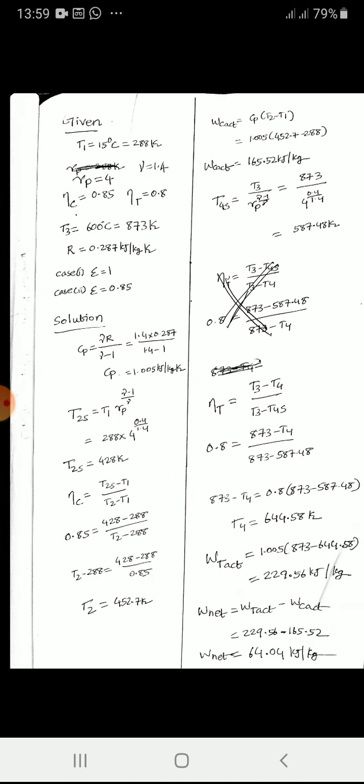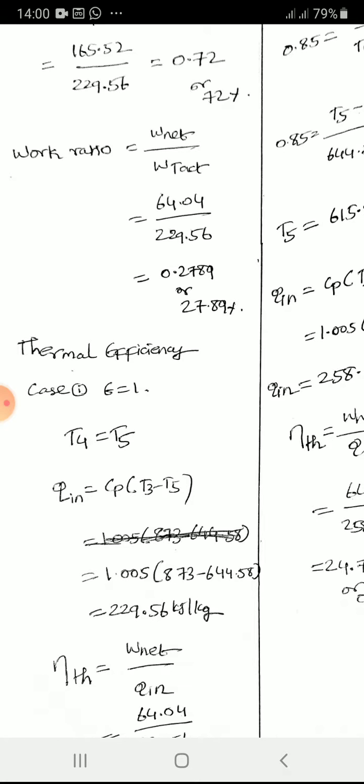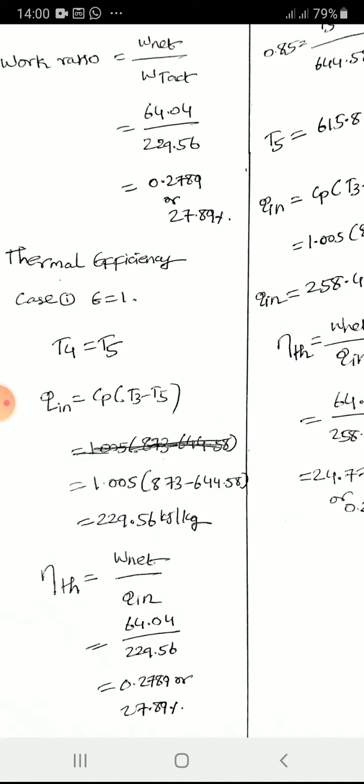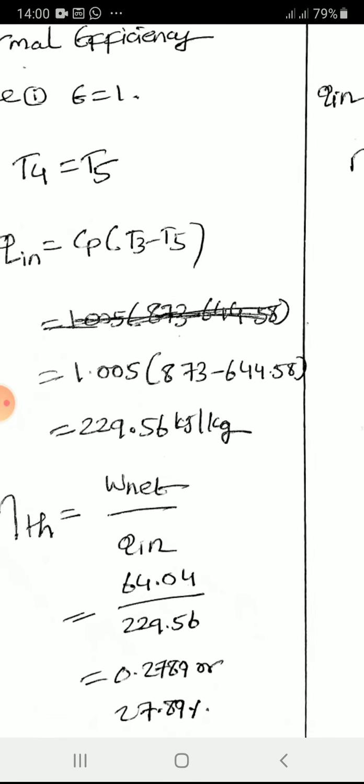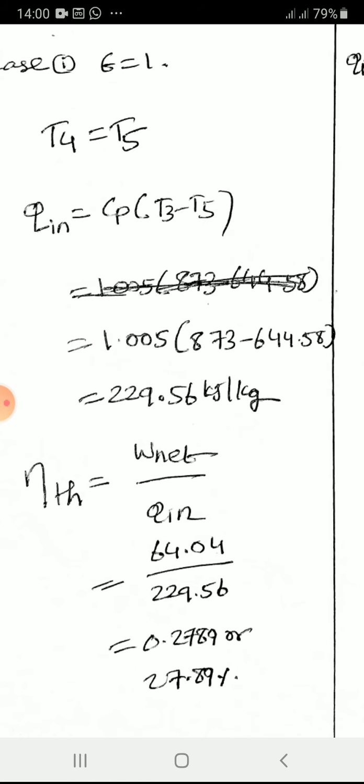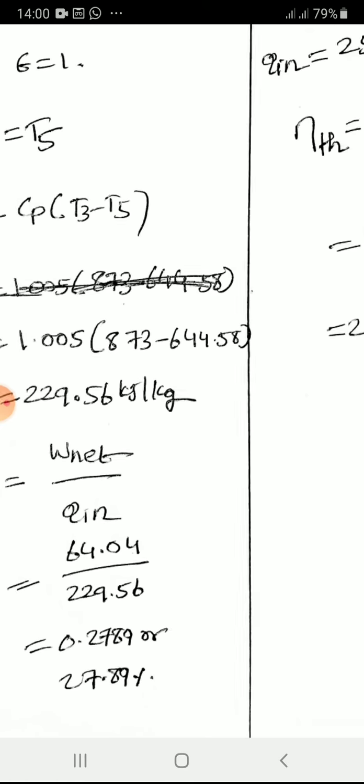So we are taking T4 equal to T5, assuming that effectiveness is 1. So we are calculating heat input Cp into T3 minus T5, which is coming as 229.56 kilojoules per kilogram. Therefore thermal efficiency equal to W net by heat input, which is coming as 27.89%.